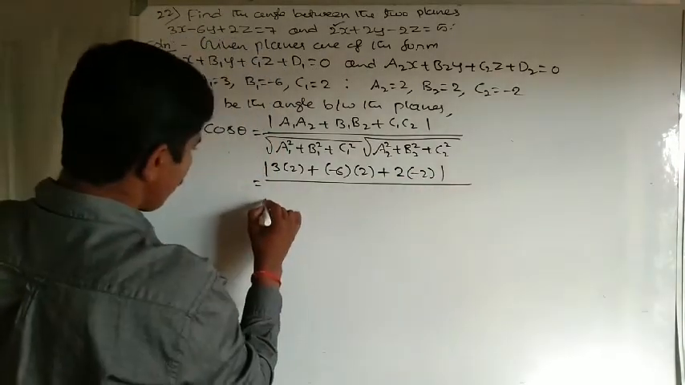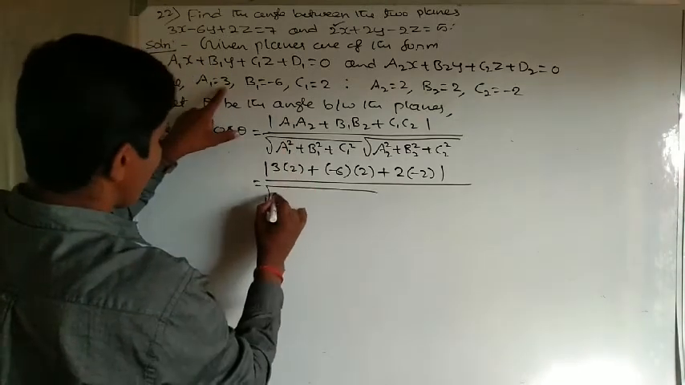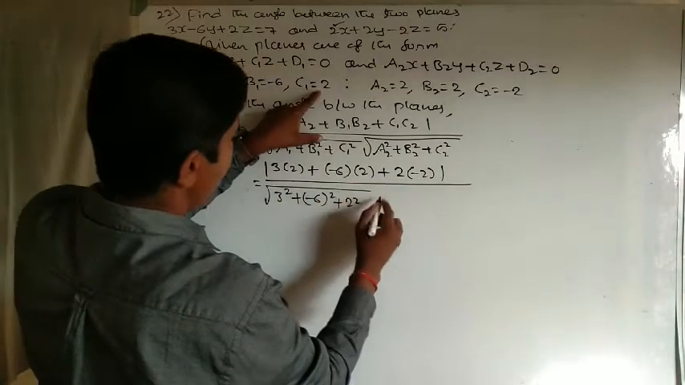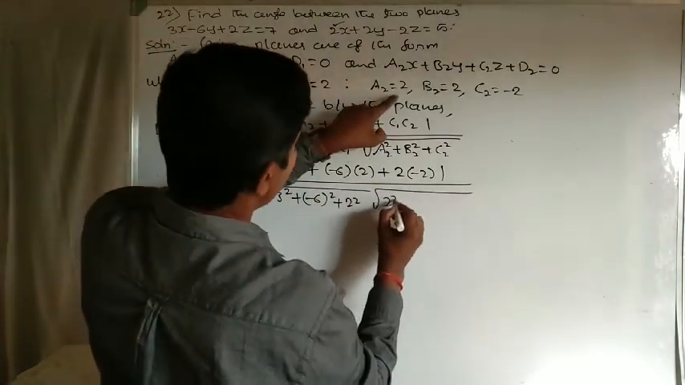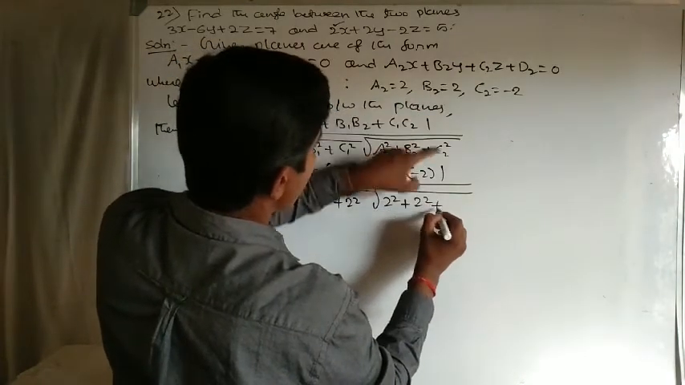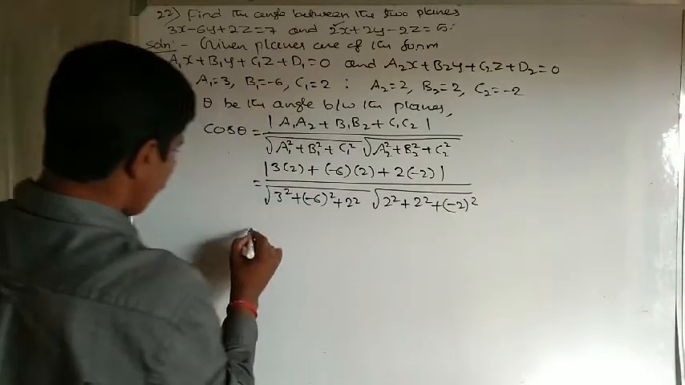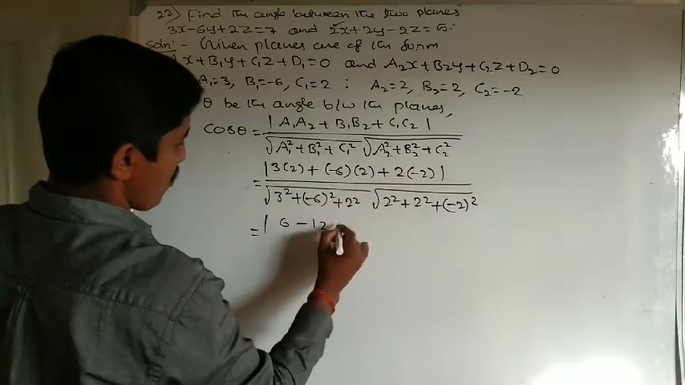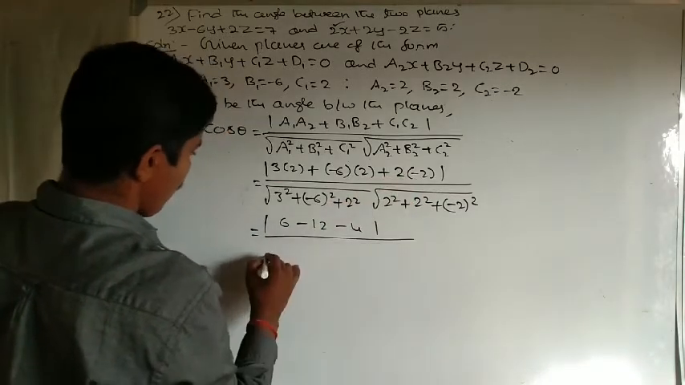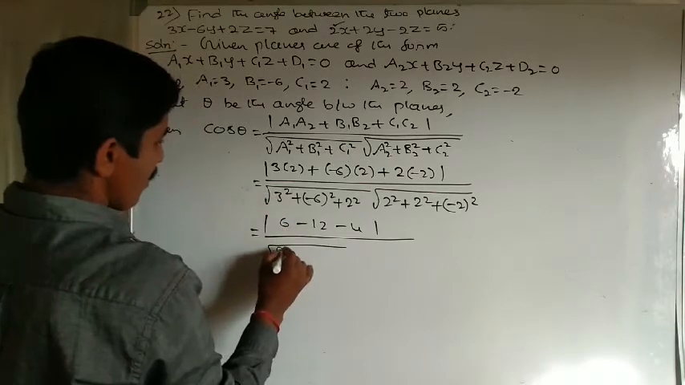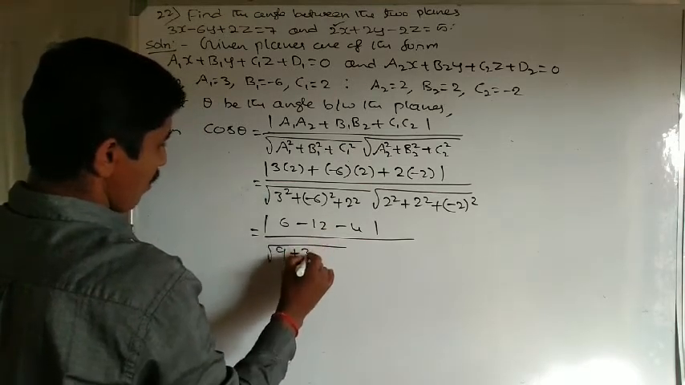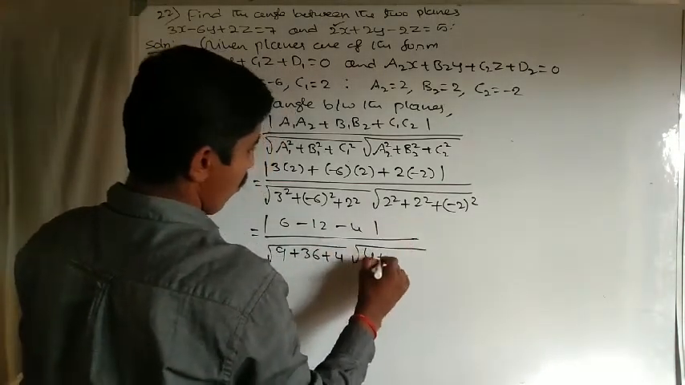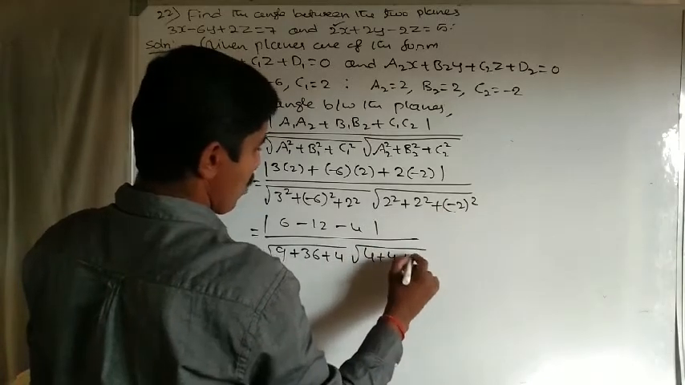divided by square root of 3 square, minus 6 whole square, 2 square into square root of 2 square, 2 square, minus 2 whole square. 3 into 2 is 6, minus 6 into 2 is minus 12, 2 into minus 2 is minus 4, divided by square root of 3 square 9 plus minus 6 whole square 36 plus 2 square 4 into square root of 2 square 4 plus minus 2 whole square plus 4.